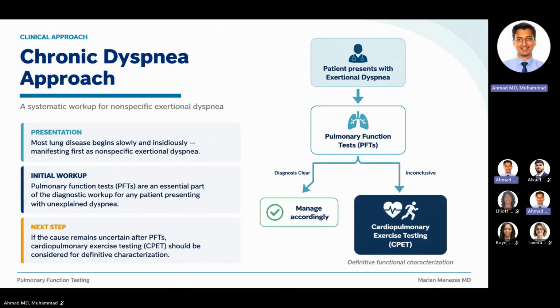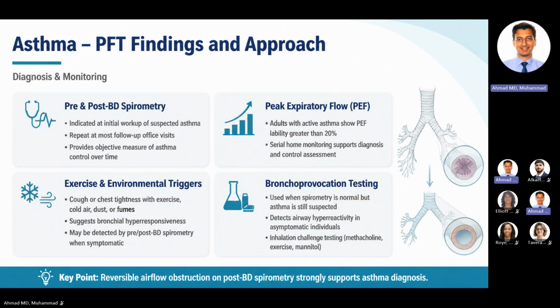So for individuals with chronic dyspnea or who present with exertional dyspnea, always get pulmonary function tests. And if the diagnosis is clear, manage according to their diagnosis of obstructive or restrictive lung physiology. For those individuals, as I said earlier, who are inconclusive, you do cardiopulmonary exercise testing.